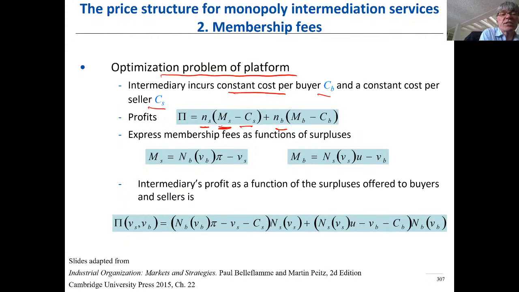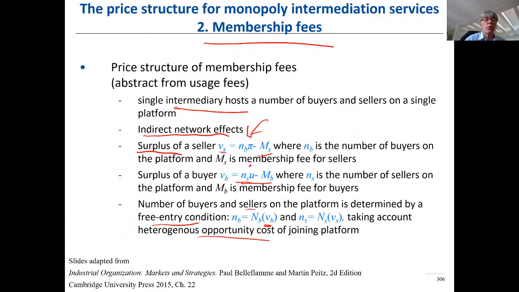He expresses the membership fees as functions of surpluses. Just remember that Vs was n times pi minus ms, and we just put that the other way around. So we can put the profit in terms of the surplus. Okay, and of course these two equations are just what we derived on the previous slide. That's what we have put here and here.